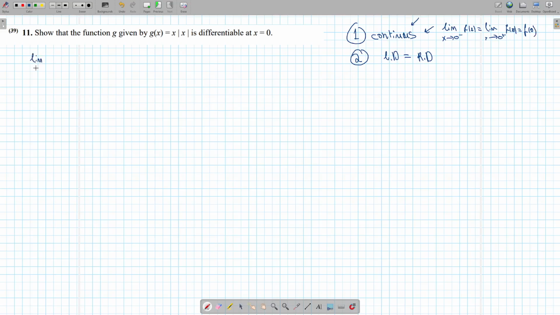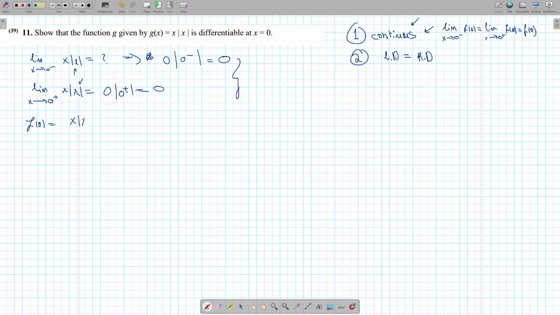So let's see. Limit as x approaches 0 minus of x absolute value x is equal to what? Substitute 0. It's going to be 0 times absolute value of 0 minus, which is 0 times 0, which is 0, right? Now, limit as x approaches 0 plus of x absolute value x. Since it's absolute value, it doesn't matter whether it's negative or positive. So 0 times 0 plus, which is 0. Are the left and right limit equal? Yes. Let's now check f of 0. So x absolute value x equals 0 times 0, which is 0. Easy. So now we know it's continuous.